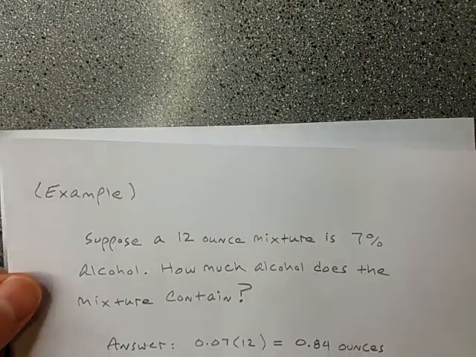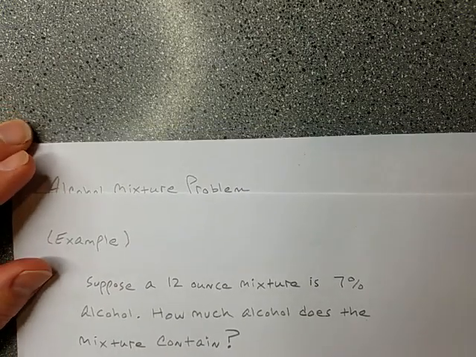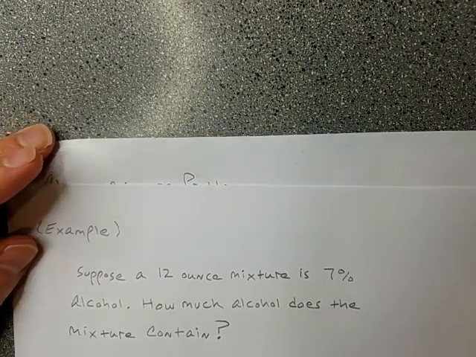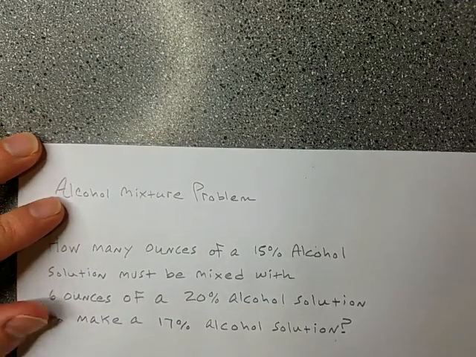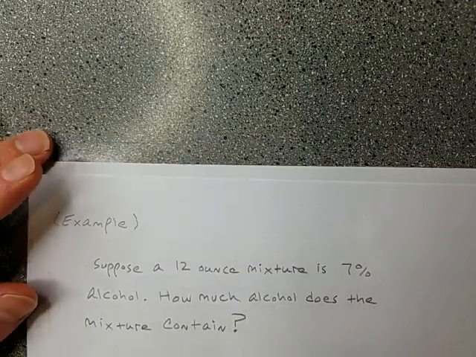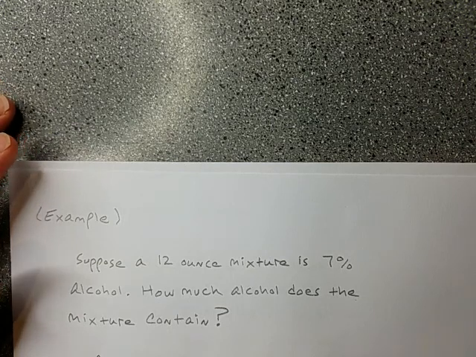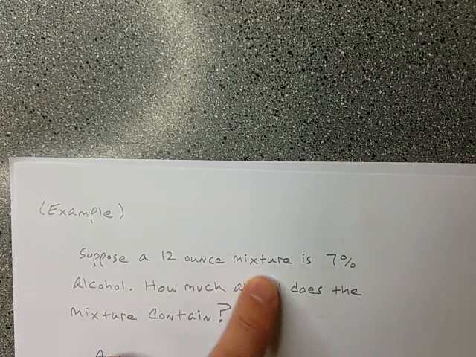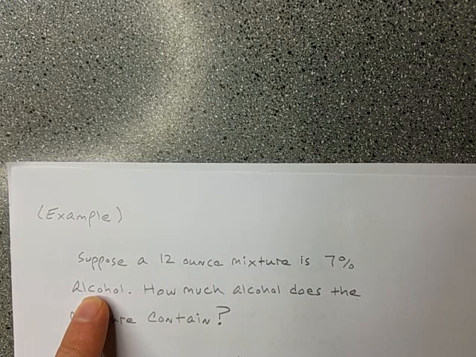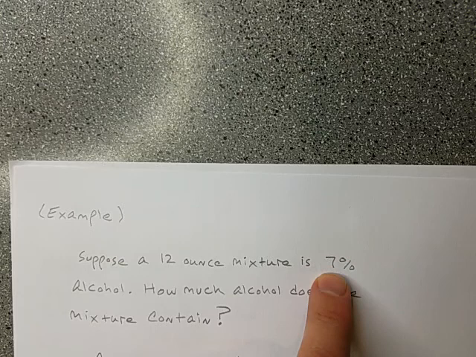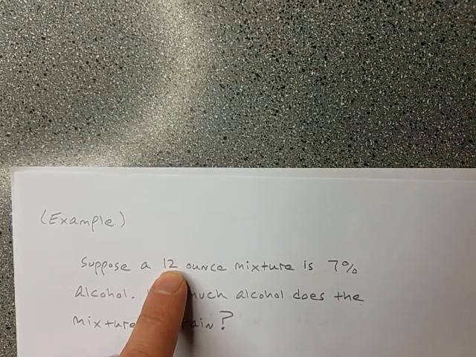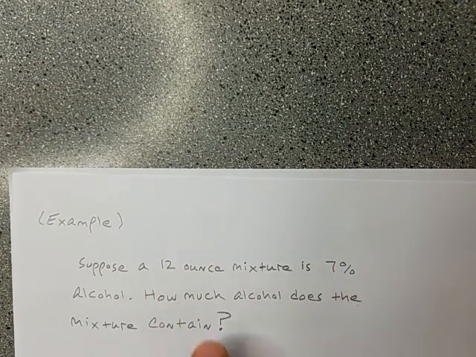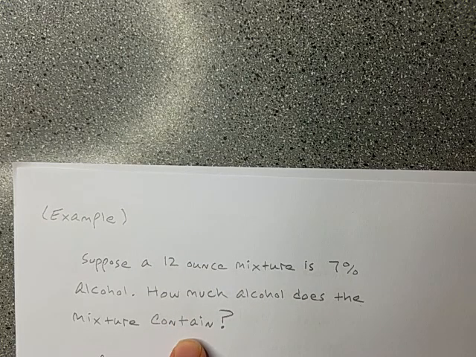So let me back up and review something a little bit. Okay, we're going to put this problem on hold for now, and I want to talk about something a little more basic, just to make sure that we're on the same page. Suppose that we have a 12-ounce mixture that is 7% alcohol. What exactly does 7% mean? 12 ounces, so that's the volume, that's how much. And 7% is alcohol. So how much alcohol does this mixture contain?